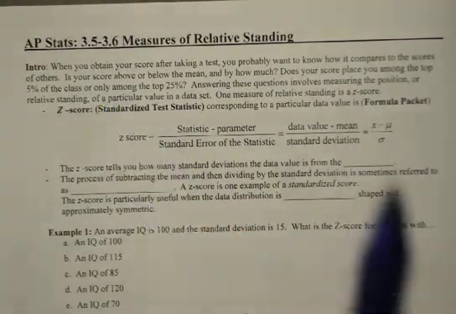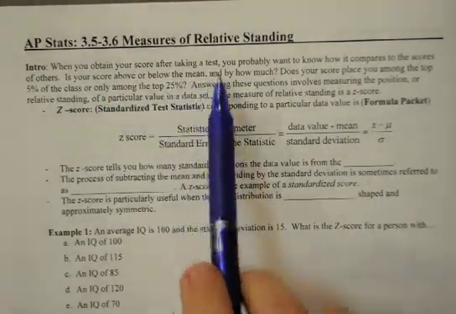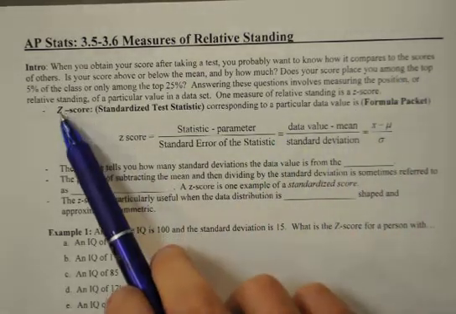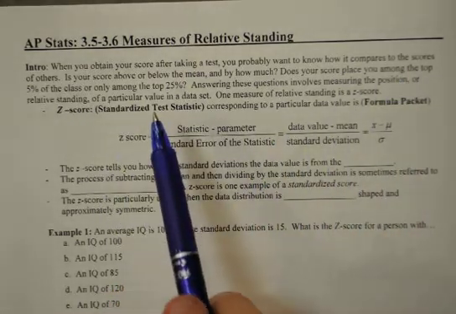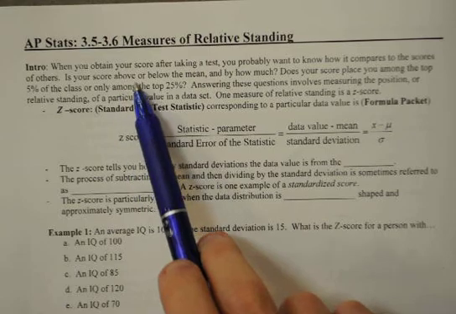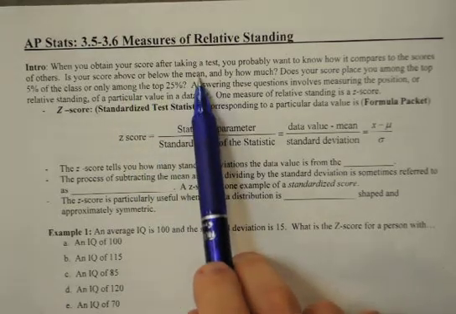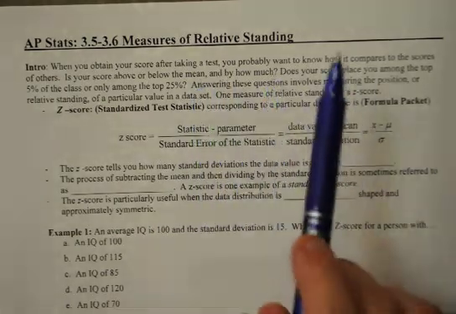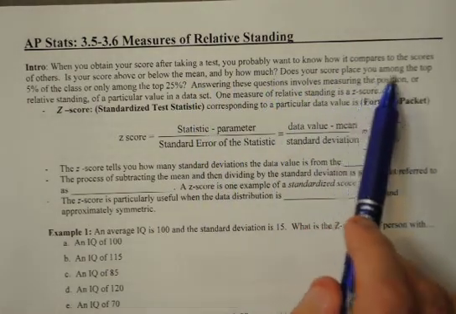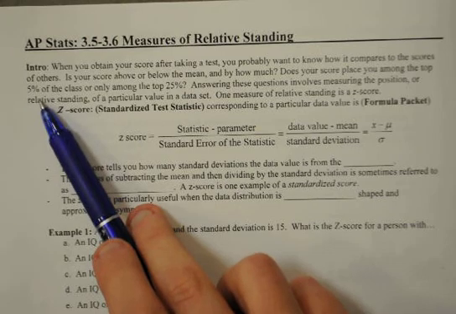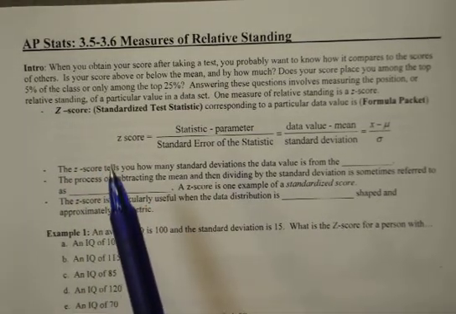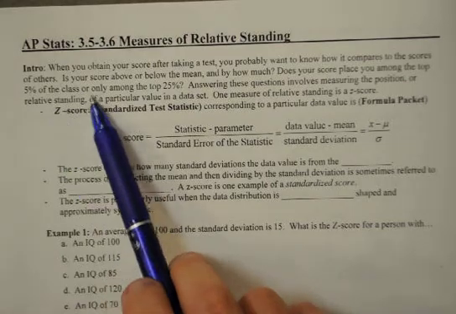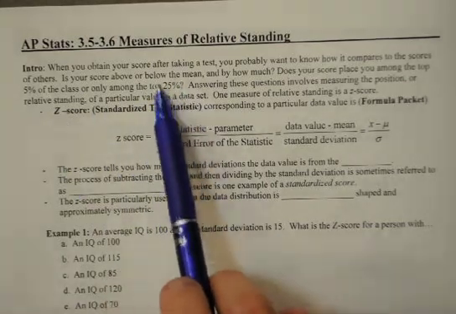We're talking about measures of relative standing, called the Z-score in this case. So here's an example. You obtain a score after taking a test. You want to know how it compares to the scores of the others. Is your score above or below the mean? That's one way of comparing yourself. Are you above average or below average? And by how much? Does your score place you among the top 5% of the class? Wouldn't that be nice? Or does it place you among the top 25%?